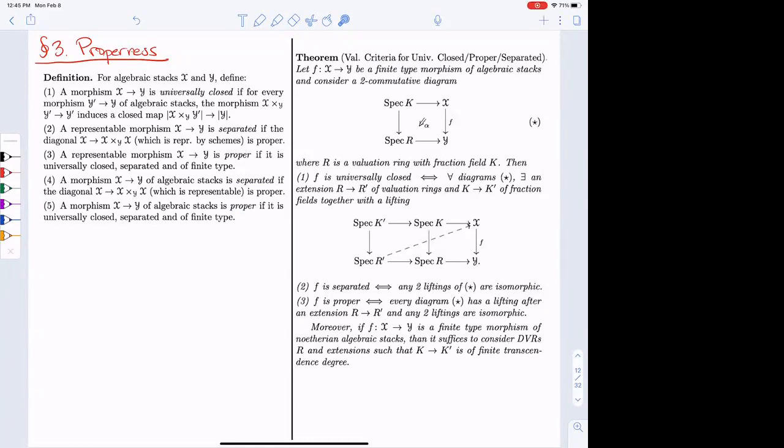Jarod, can I ask, do you want to motivate why that definition of separatedness is a reasonable one?